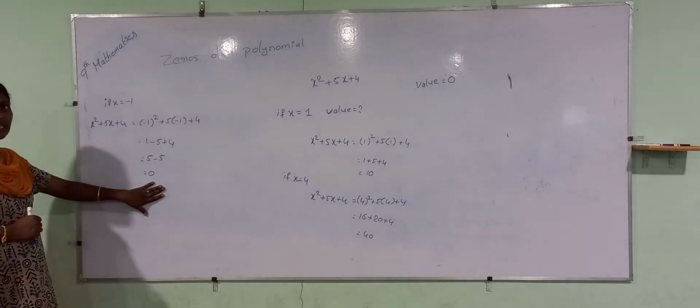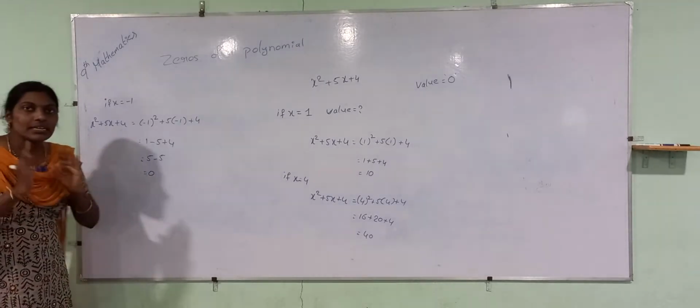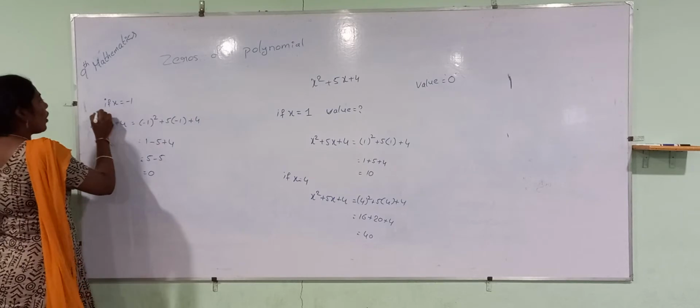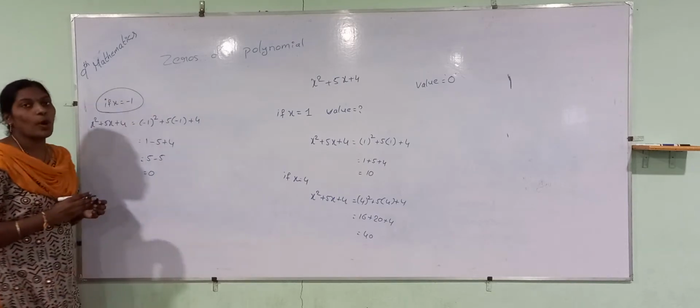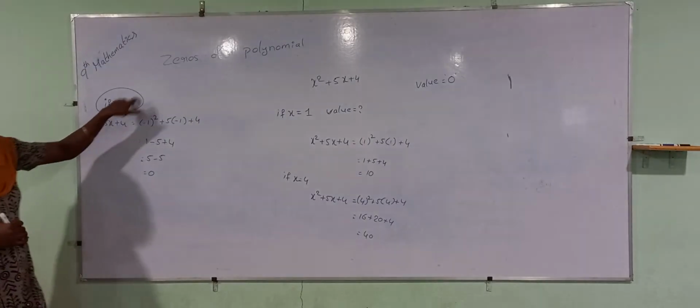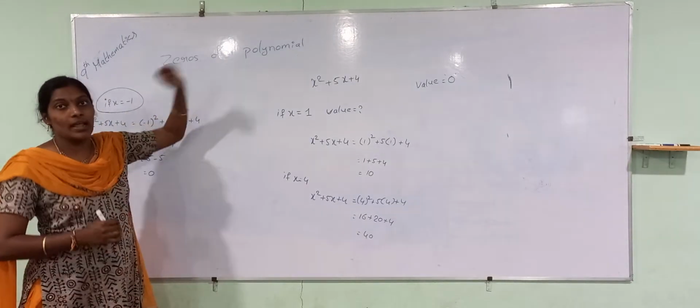Now you got the answer 0. Whenever you get the answer 0, then we call it a zero of the polynomial. Minus 1 is the zero of this polynomial.